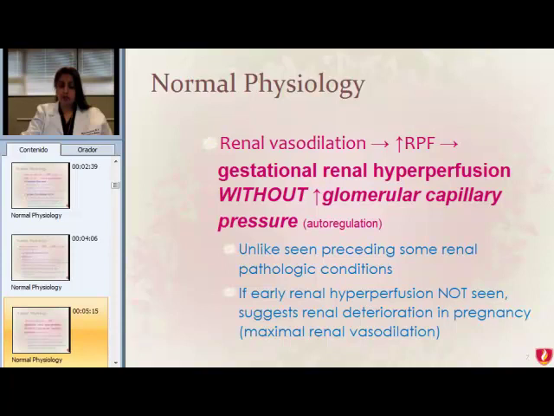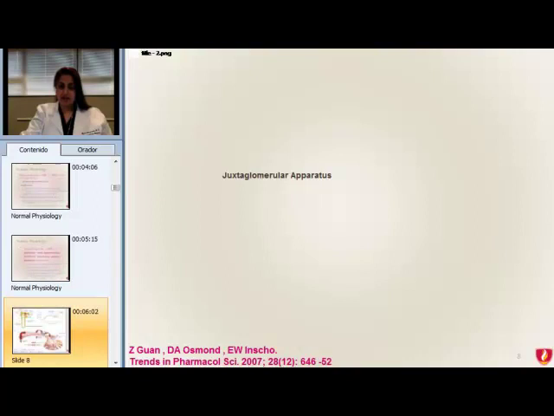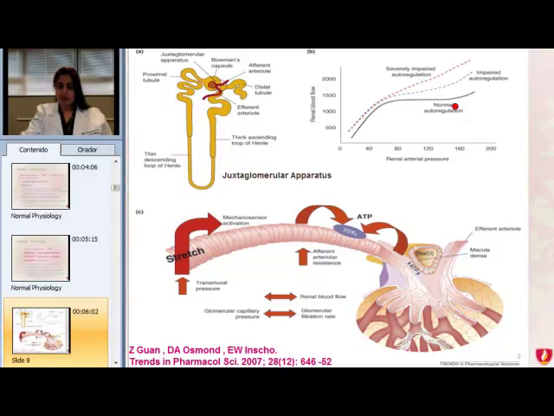The other key change in pregnancy is that despite the renal hyperperfusion, there is no change in the glomerular capillary pressure because of autoregulation. This is very unlike what is seen in renal pathological conditions, in which renal hyperperfusion leads to glomerular hypertension or increasing glomerular capillary pressure. Also, if this compensatory renal hyperperfusion is not seen in pregnancy, this usually suggests a renal deterioration in pregnancy because the pathology has already caused maximum renal vasodilatation and no further renal vasodilatation can occur because of the pregnancy physiology.